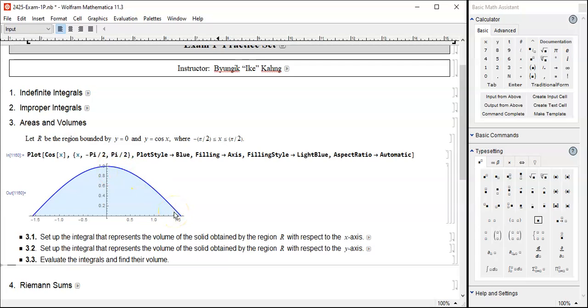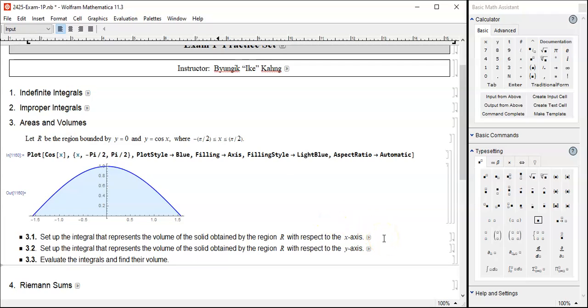And the cosine function is an even function. So the left-hand side part and right-hand side part are actually identical. So all you have to do is consider only the right-hand side part, when x is greater than 0, and then double it, and then you can get the area, you can get the volume, everything. Okay, let's answer the first question.